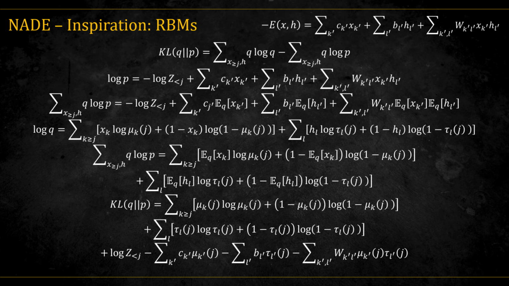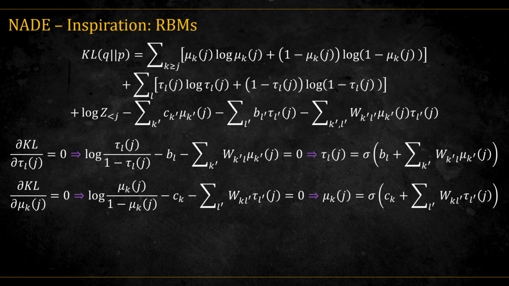Also, because the distribution is the independent mean field, we get that the expectation of X times H is equal to the expectation of X times the expectation of H. If we differentiate the KL with respect to the parameters of the approximated distribution and equate to 0, we get that they must equal to this. Notice how closely this resembles the NADE architecture from before. We set the hidden units to be equal to this, and the conditional probabilities to be equal to this.